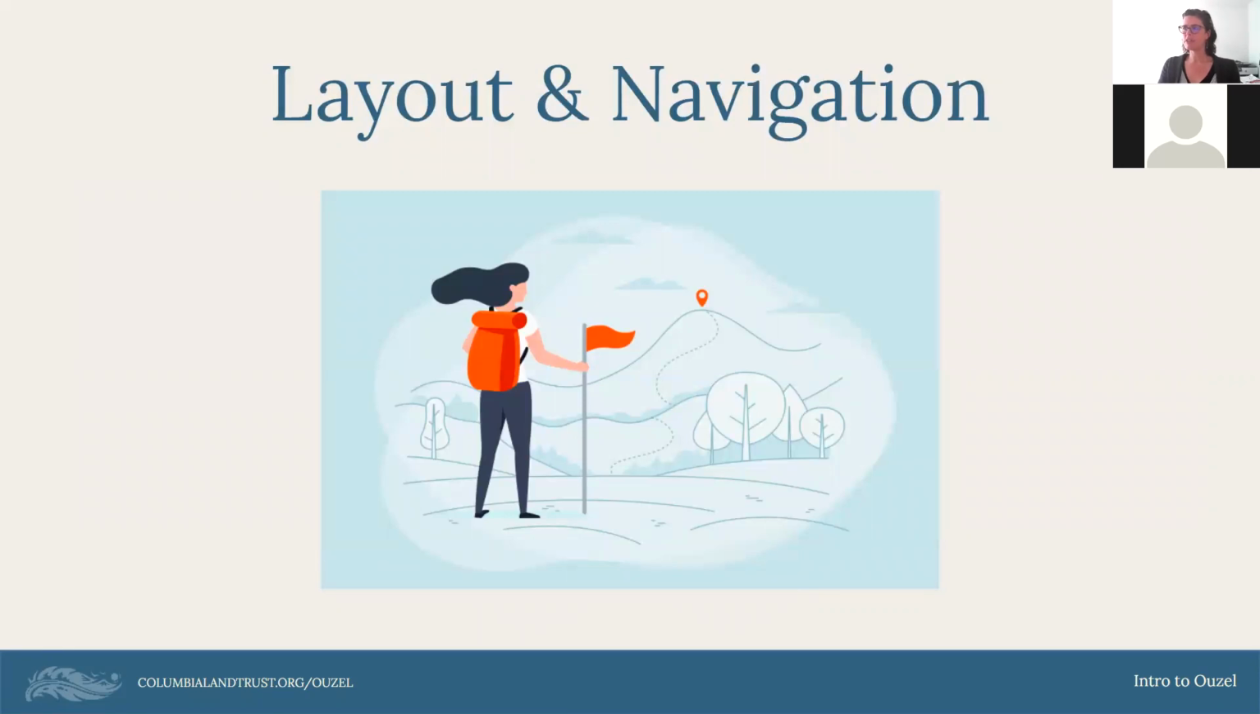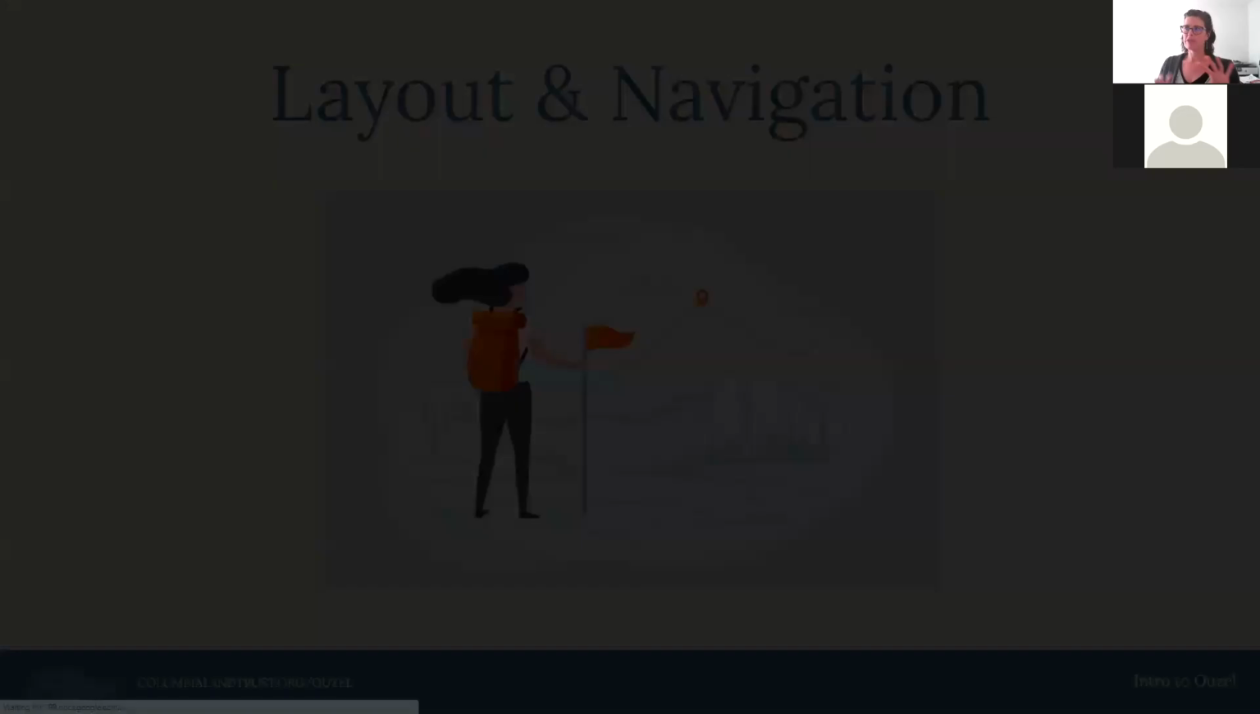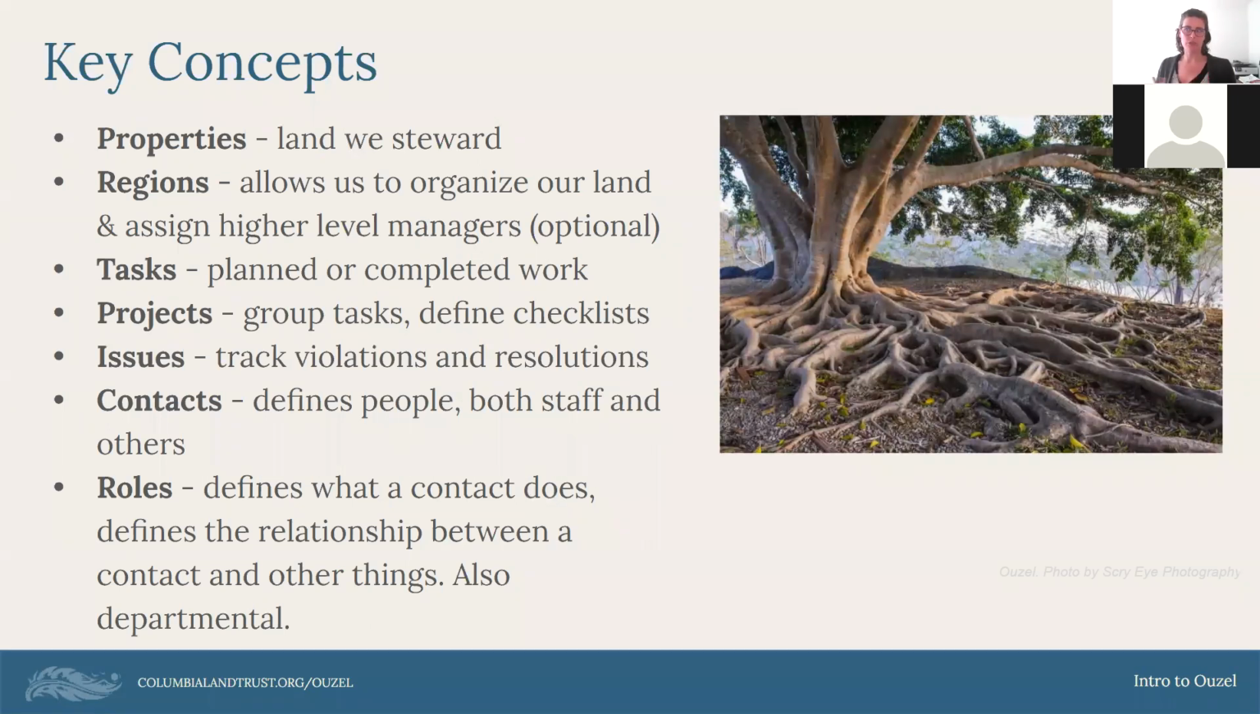Okay, so I wanted to start by going through an orientation to the layout and navigation in Ouzel. But before I do that, here are some key concepts, the Ouzel glossary, just to ground you in these terms so that as we go through, it is a little bit clearer. So, properties: we might all call them something different. Columbia Land Trust calls them stewardship units, although often properties is synonymous. Other land trusts call them preserves or reserves or what have you. But in Ouzel, they're called properties. And this is land that we steward.